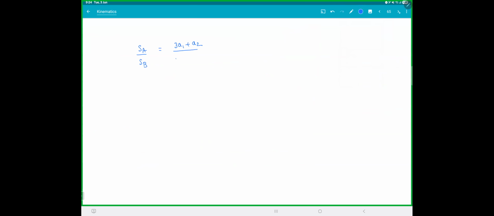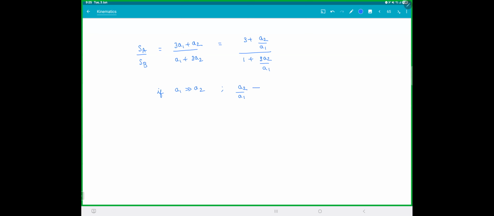3A1 plus A2 by A1 plus 3A2. So the meaning of this is you can put whatever values you want here. So I can write this thing as, take out A1 common. So you'll get 3 A2 by A1 by 1 plus 3 A2 by A1. So if A1 is tending to infinity, meaning I'll take a very, very large value, or if I can say A1 is much, much greater than A2, then what will happen?